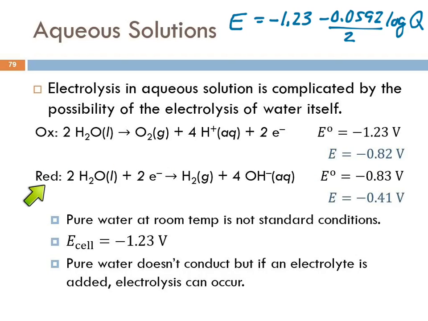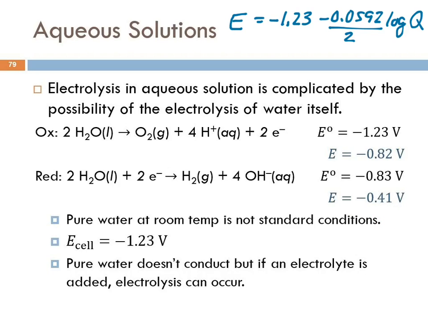The reduction of water gives hydrogen gas and 4 hydroxide ions. The hydroxide ion concentration in pure water is not 1 molar. So we can do a similar calculation, and we find that this has a potential of minus 0.41 volts.